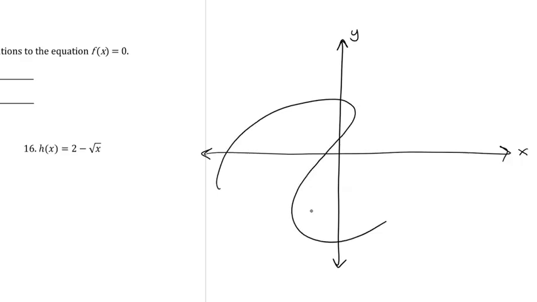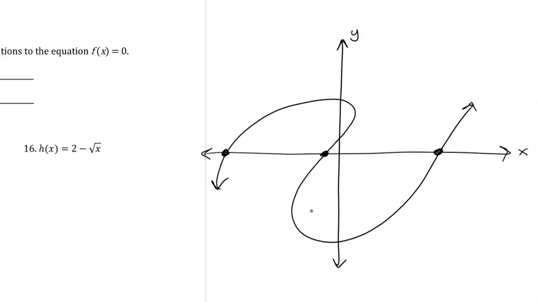I'm going to draw a very strange looking graph. Is this a function? No. Why? Fails the vertical line test. But let's look at the intercepts. I see 1, 2, 3 x-intercepts.